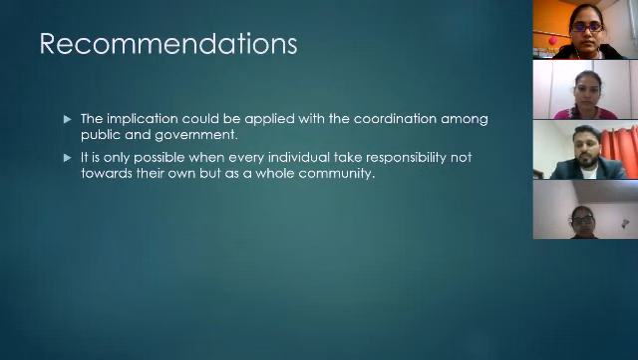Thinking of underdeveloped and developed areas as separate domains is unjustified. Both spaces are inseparable, and the development of each area depends on one another's development. The implications of this project could be applied with coordination among the public and government. As both areas are interlinked, it is only possible when individuals take responsibility not towards their own, but as a whole community.